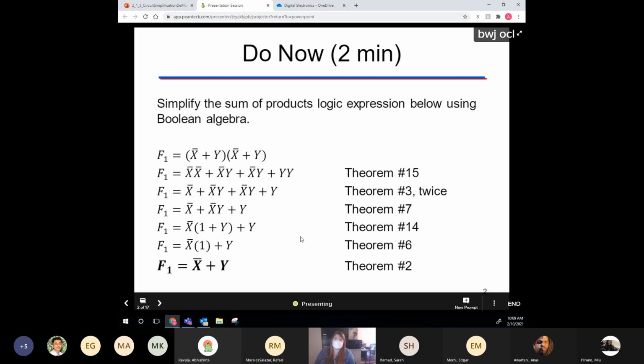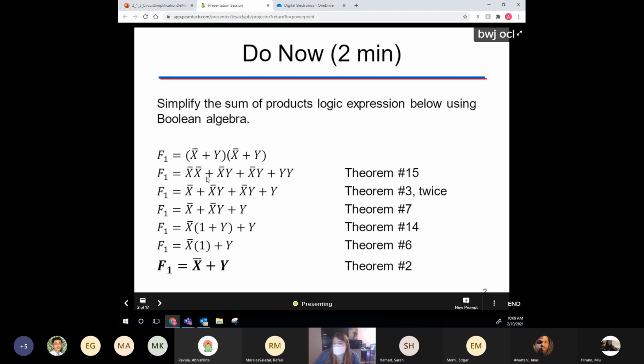So first, what you're going to do is FOIL. You're going to multiply first, so not x times not x. Outer, not x times y. Inner, not x times y. Last is y times y. So that's theorem number 15.